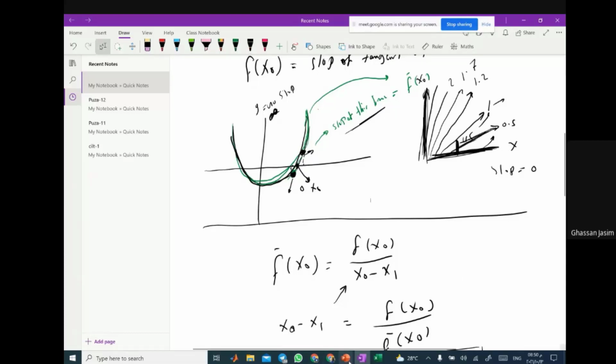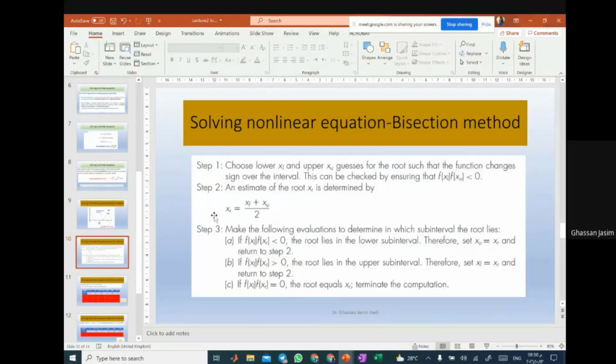As we mentioned here, what does it say? This can be checked: check the lower xl and upper xu guesses for the root, such that the function changes sign over the interval. The function sign must change: one must be negative and one must be positive.